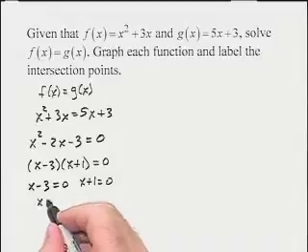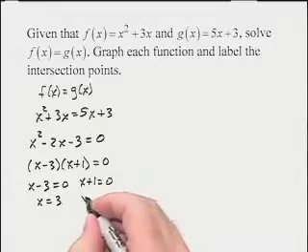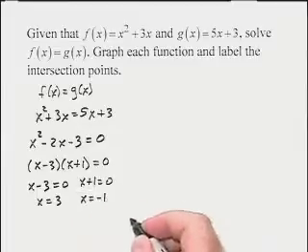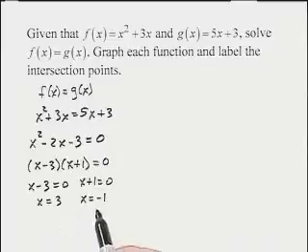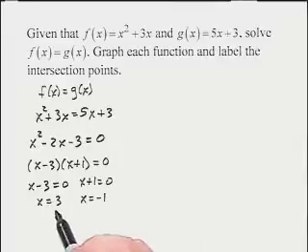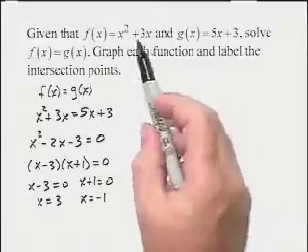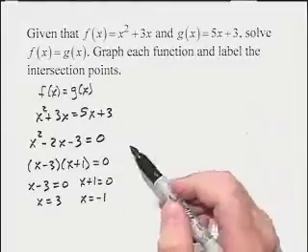The first, we'll add 3 to both sides, get x is equal to 3. And the second, we subtract 1, so we'll have x equals negative 1. So f of x equals g of x when x equals 3 or x equals negative 1. We're going to need the intersection points, which is an x and a y. To find the y values, we can take each of these x values, plug it into either one of our two functions, since we're looking for the point where the two graphs cross.